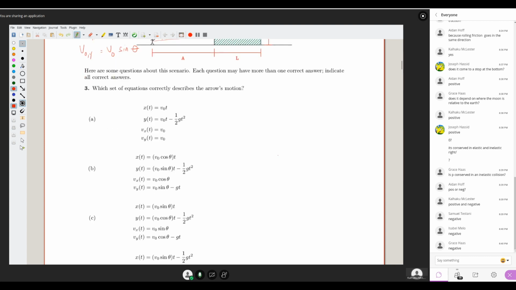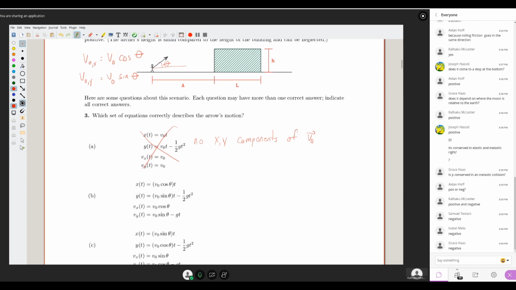So let's just look through these and quickly cross off the ones that aren't right. So we know this is not right away. No x and y components of the initial velocity vector. That's pretty easy. This one, let's see. X is right, y is right, vx is right, vy is right. This is the correct one.